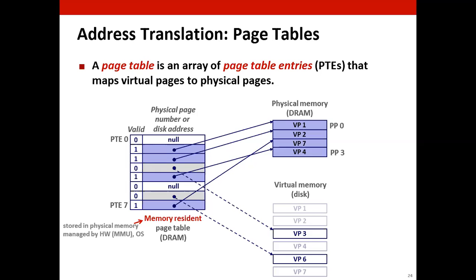So how many page tables are there in our computer system? Let's think about that. We are going to need a page table for every process. And we know that every process is going to require virtual memory. So there will be 1 page table for every single process.